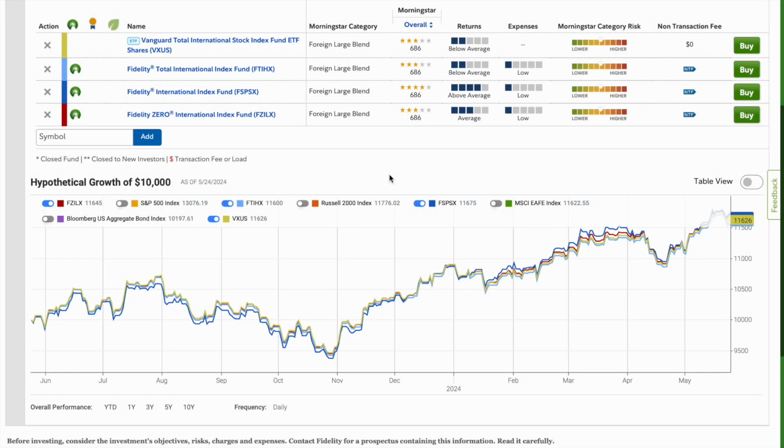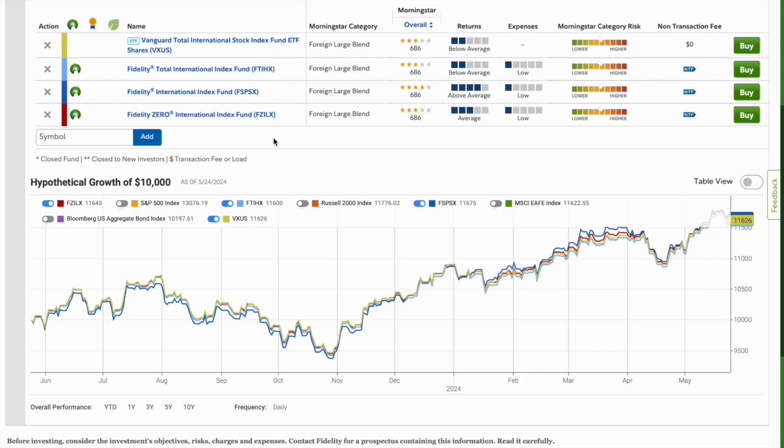Trading Simplified. So today we are going to review international funds. We're going to review 3 mutual funds: FZILX, FSPSX, FTIHX, and then the ETF, Vanguard Total International Stock Index Fund.